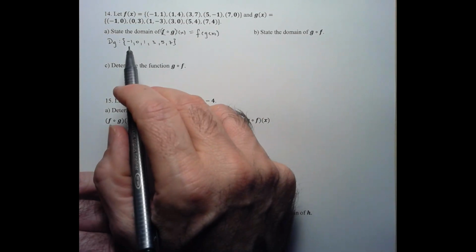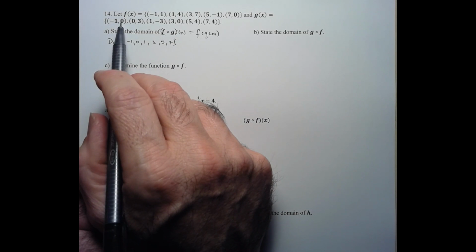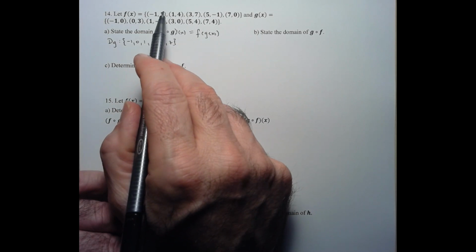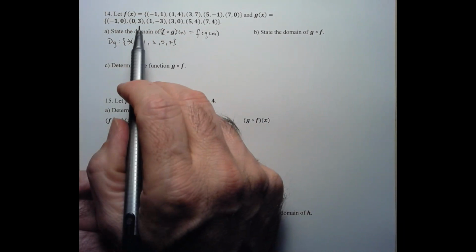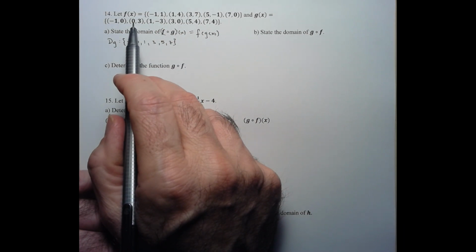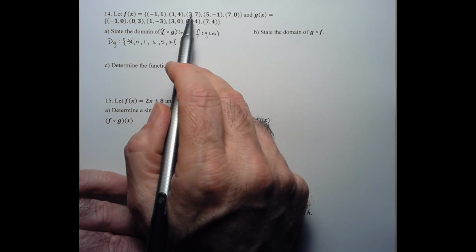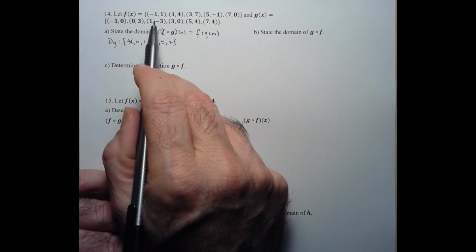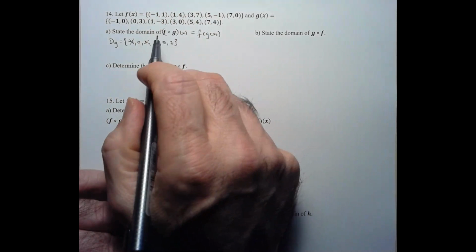So what I'm going to do now is test each of these. I'm going to look at the output of g and see if it's one of the inputs of f. So when I take g at -1, the output is 0, but 0 is not in the domain of f. So that one can't be included. Let's look at 0. g at 0 is equal to 3, and that output is in the domain of f. So that one's going to stay. Let's look at 1. 1 outputs -3. -3 is not in the domain of f. Gone.